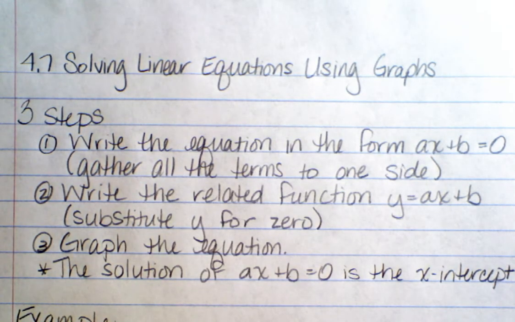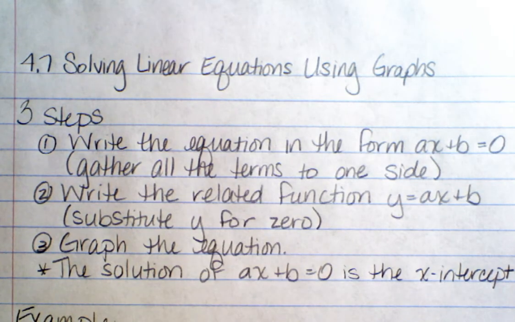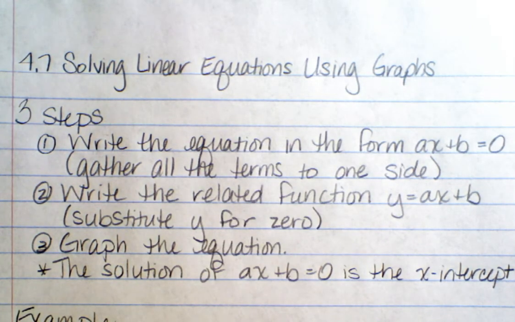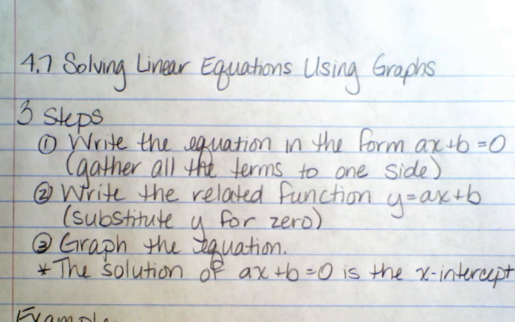So our first step is to write the equation in the form ax plus b equals 0. In other words, gather all the terms on one side of the equal sign so that the other side has nothing on it, or just a 0. Then we're going to write the related function, y equals ax plus b. In other words, we substitute y in for 0.